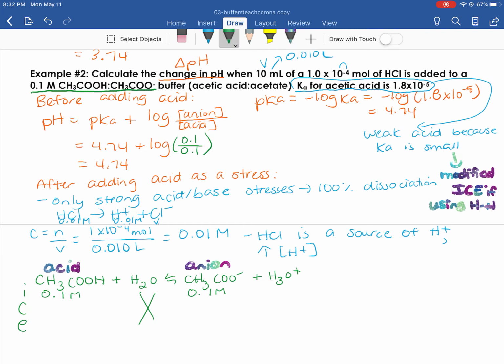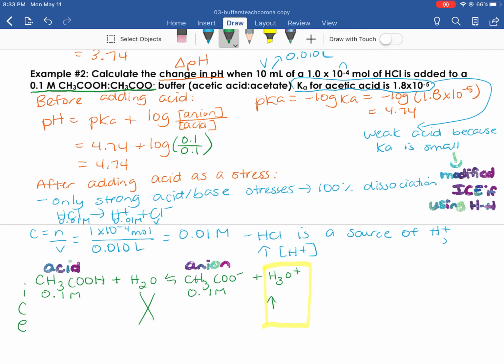If you're going to use the Henderson-Hasselbalch, okay? Sorry for that wacky font, but it'll stand out, I guess. Okay, so now we have added HCl, which is a source of H+. So here you can see on the product side, we have some H here.